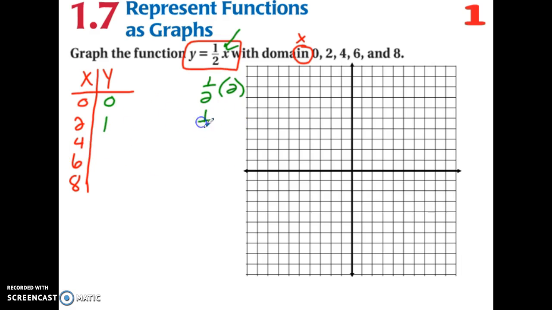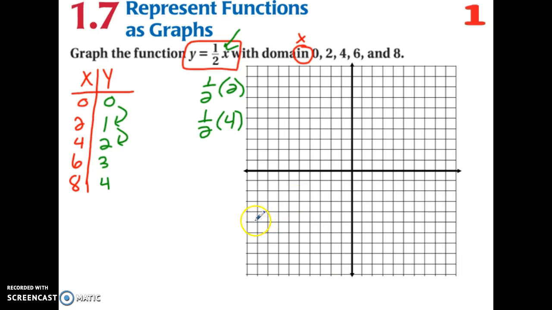Same thing with 4. 1/2 times 4, well, 1 times 4 is 4. 4 divided by 2 is 2. Or just think, what's half of 4? 2. Some of you might be able to see the pattern. 0, 1, 2, we should have a 3 and a 4, because half of 6 is 3 and half of 8 is 4, just like the equation says.